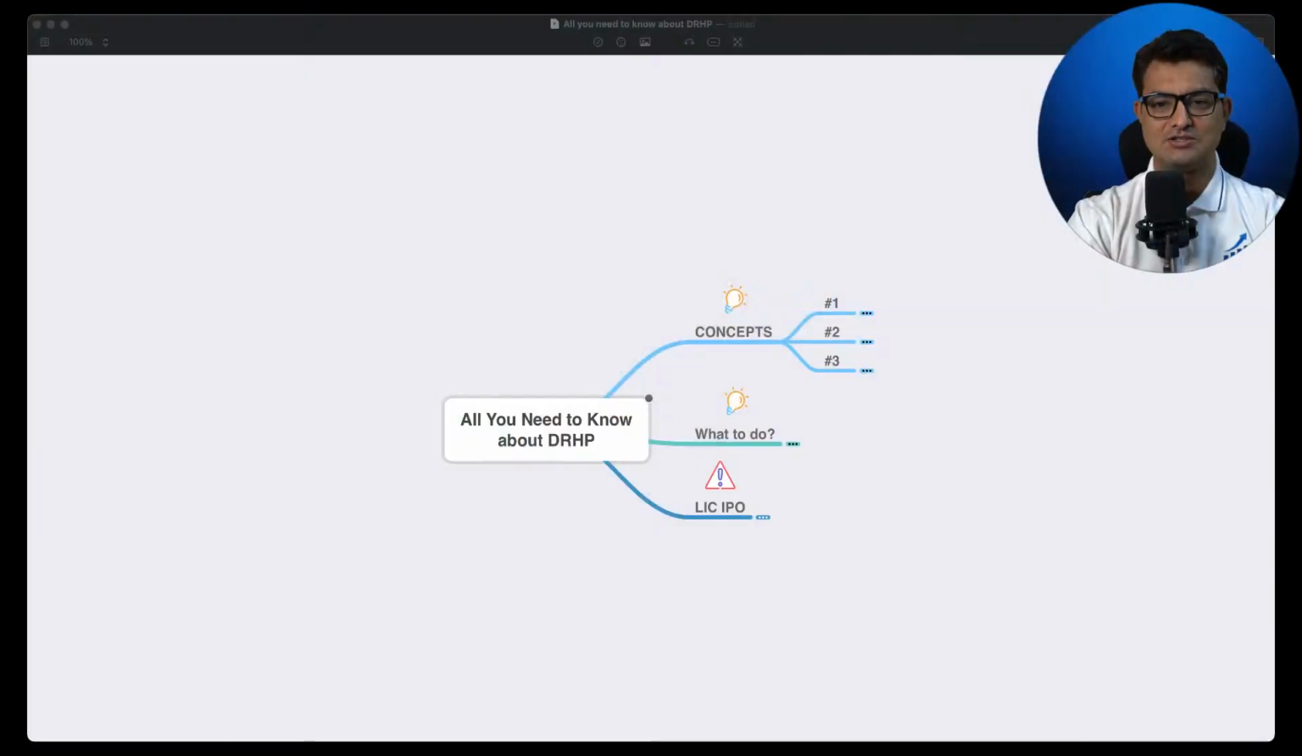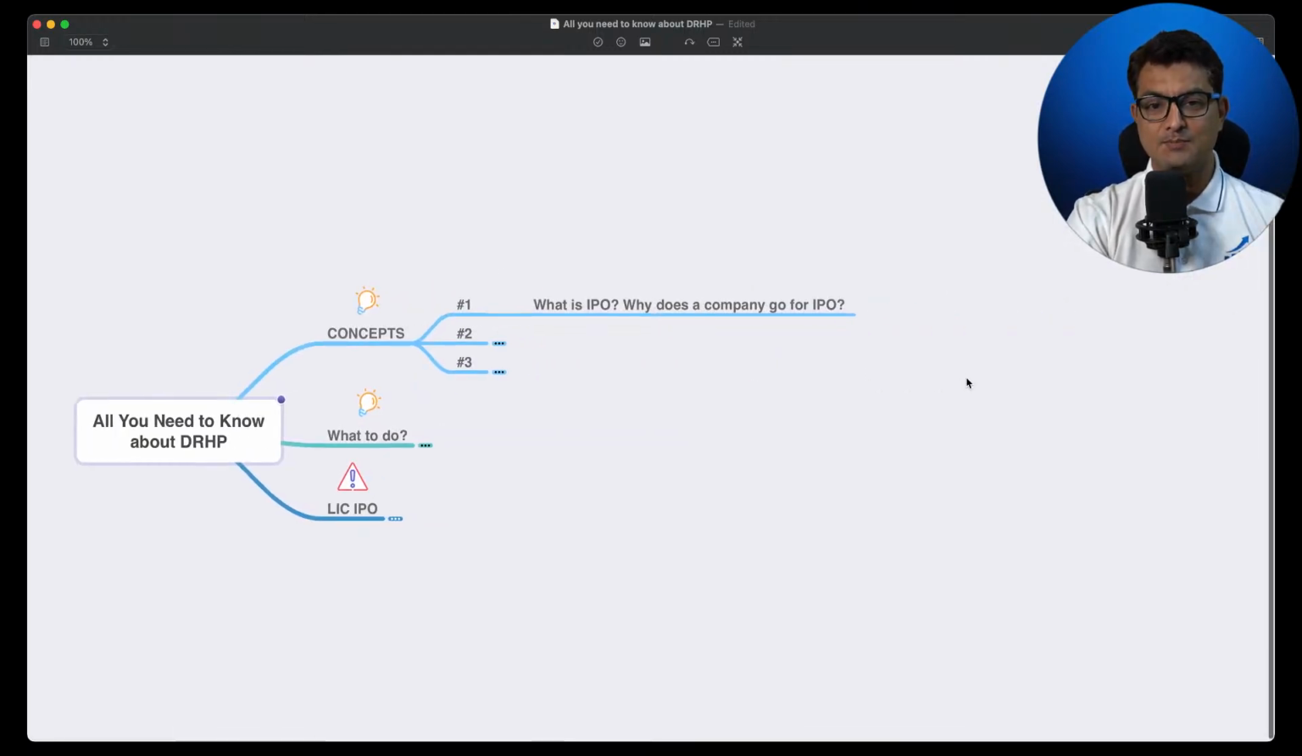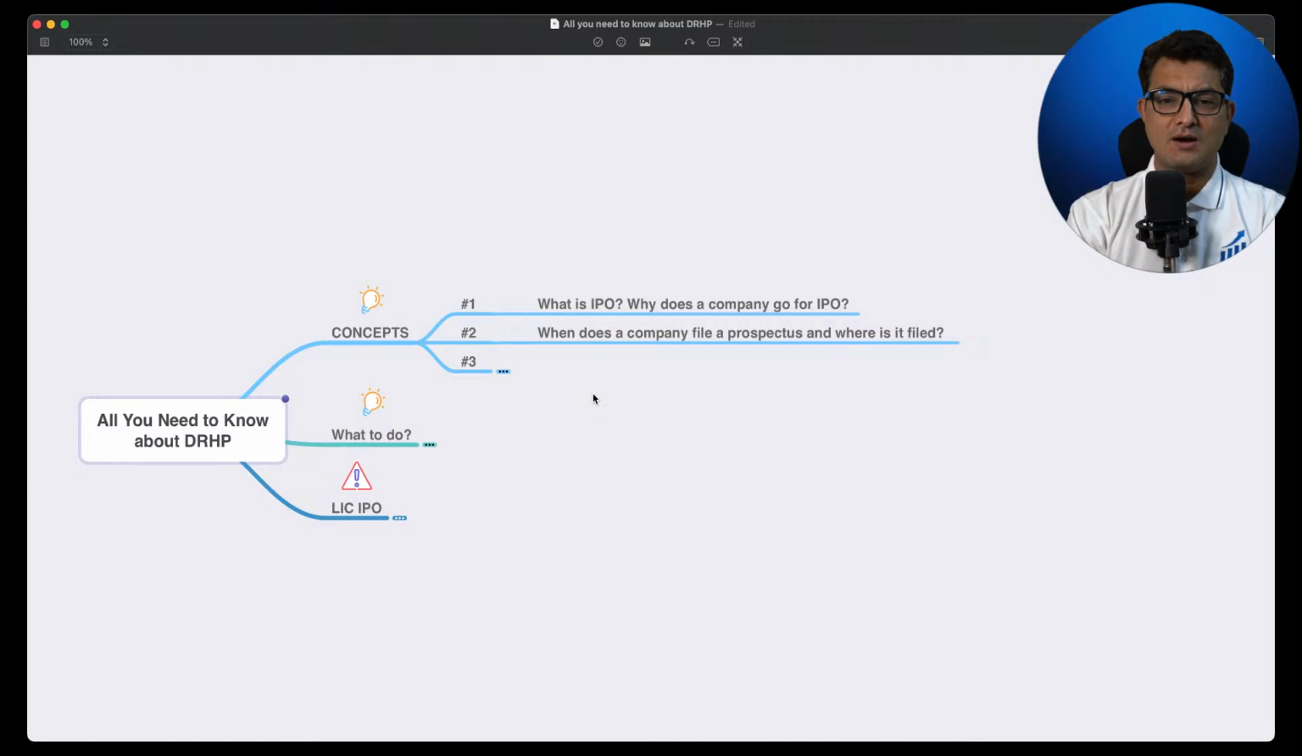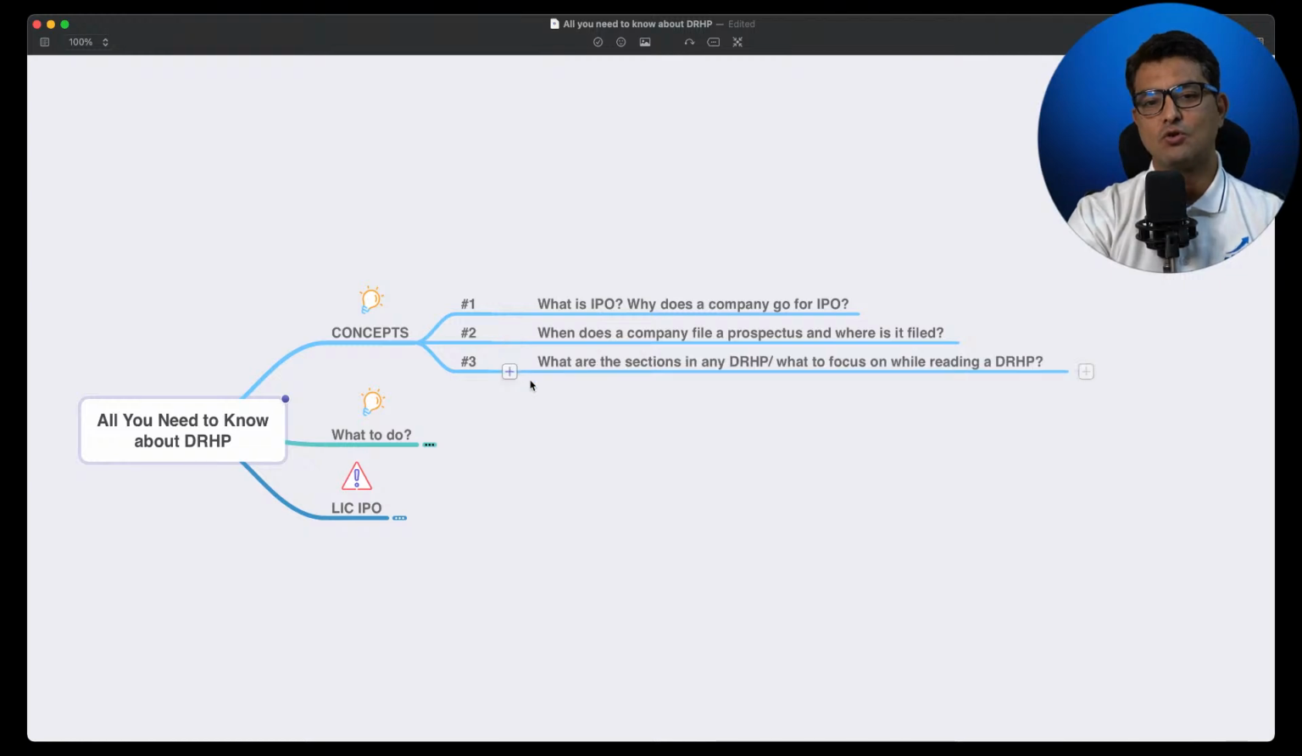And today I'll tell you what all things are very important in this particular DRHP, how to read it, what to look for, and it will be super simple for all of you, right? So this is what we are going to cover today. What is IPO? If somebody doesn't know what IPO is, we'll cover that. Why does a company go for IPO? See, IPO is a process when a company wants to raise capital and they give shares in the market. That is where the IPO process happens. That is why a company goes for IPO. Now, when does a company file a prospectus and where is it filed? We'll learn about this. And we'll also go deeper into what the different sections in any DRHP are and what you should be focusing on in those sections.